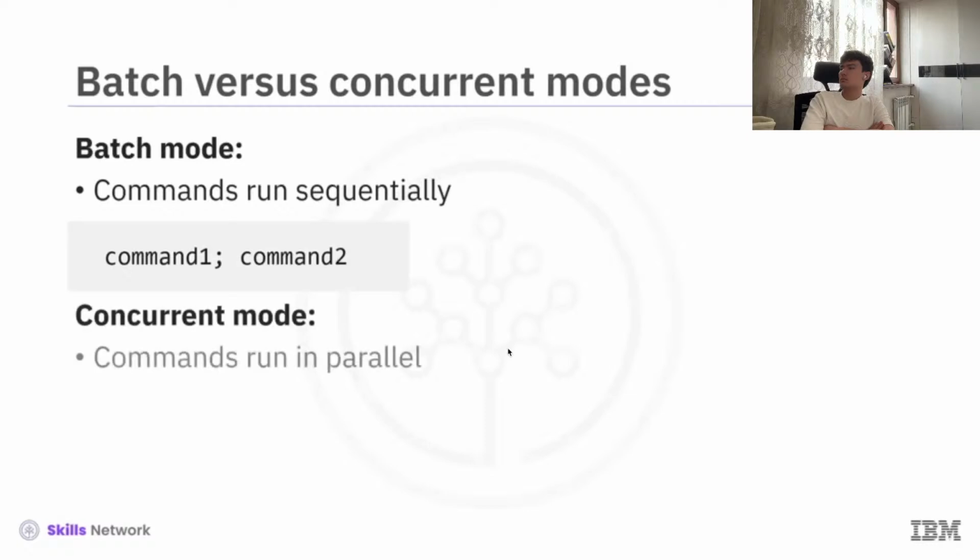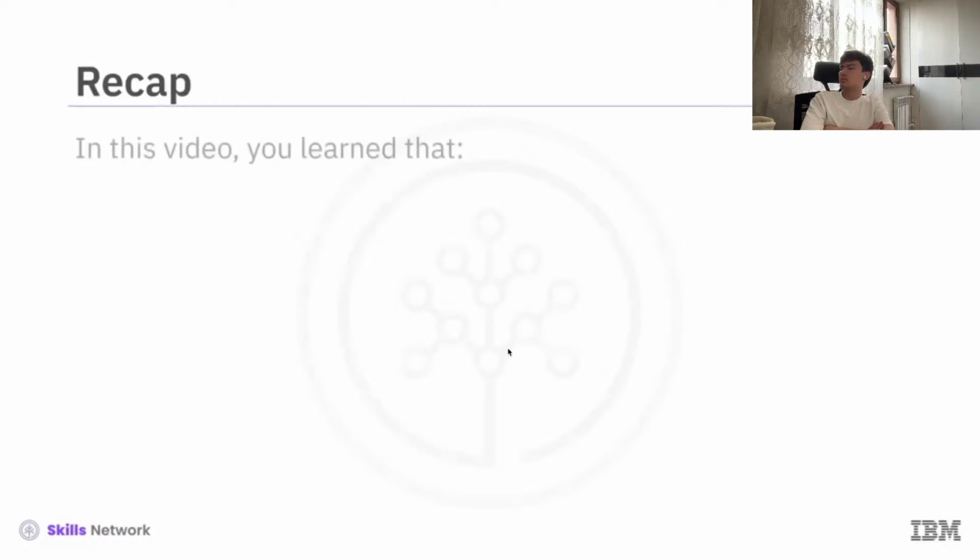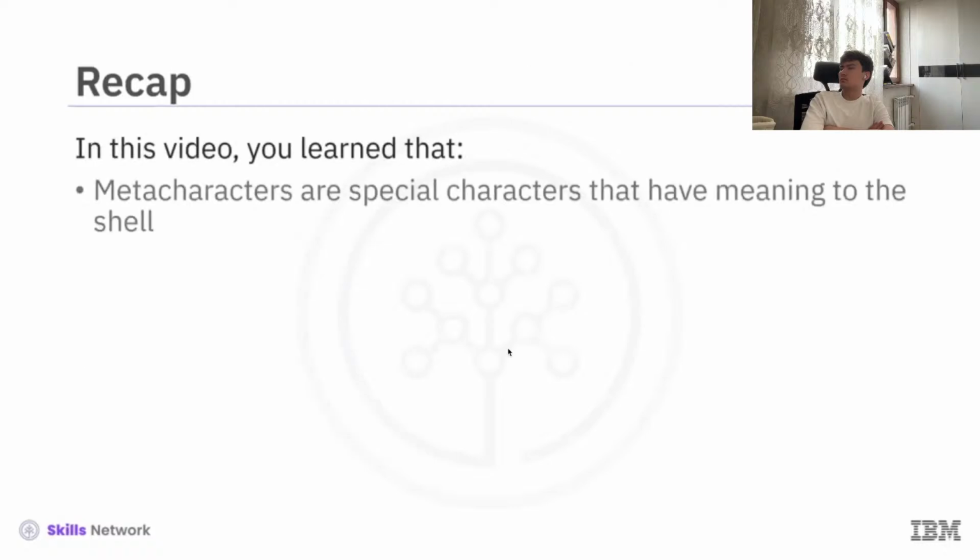In concurrent mode, commands run in parallel. The ampersand operator, after command 1, directs command 1 to operate in the background and passes control to command 2 in the foreground. In this video, you learned that metacharacters are special characters that have meaning to the shell.